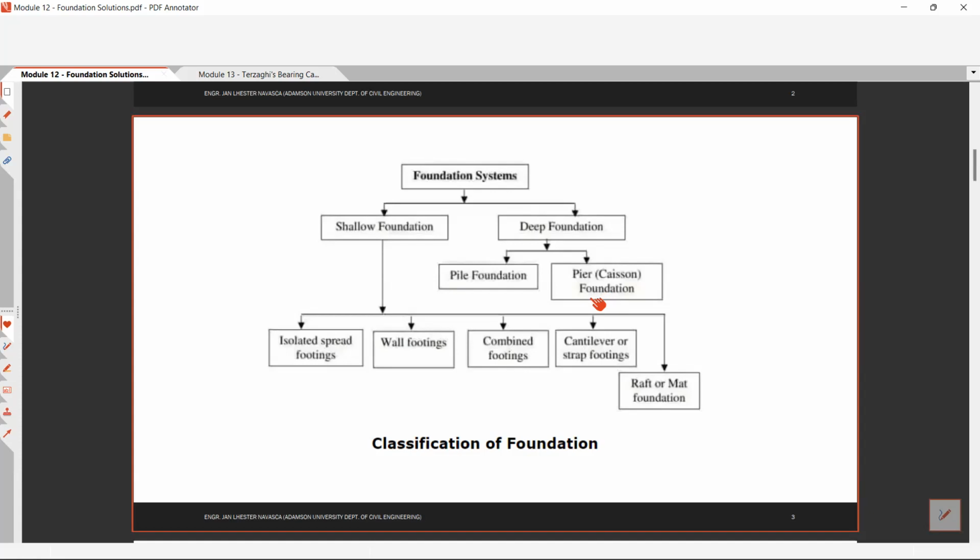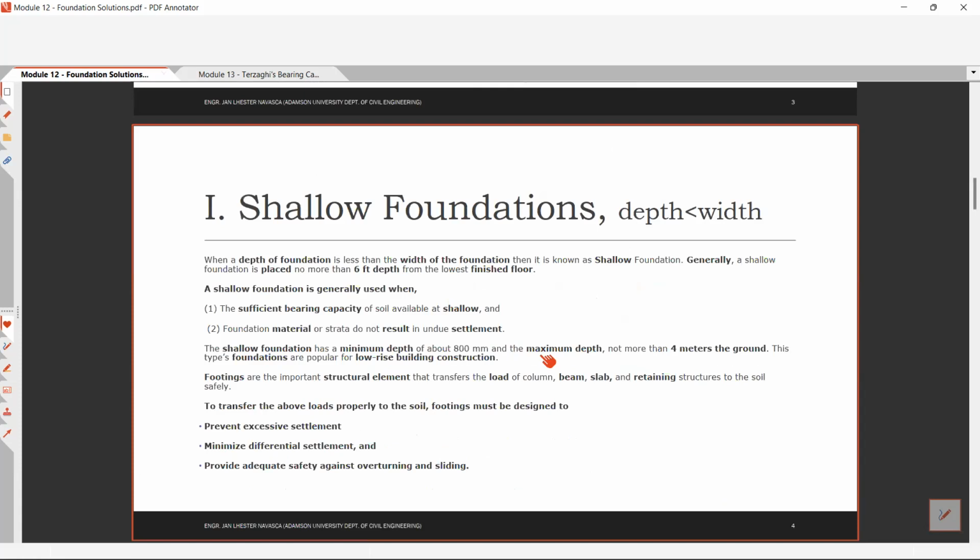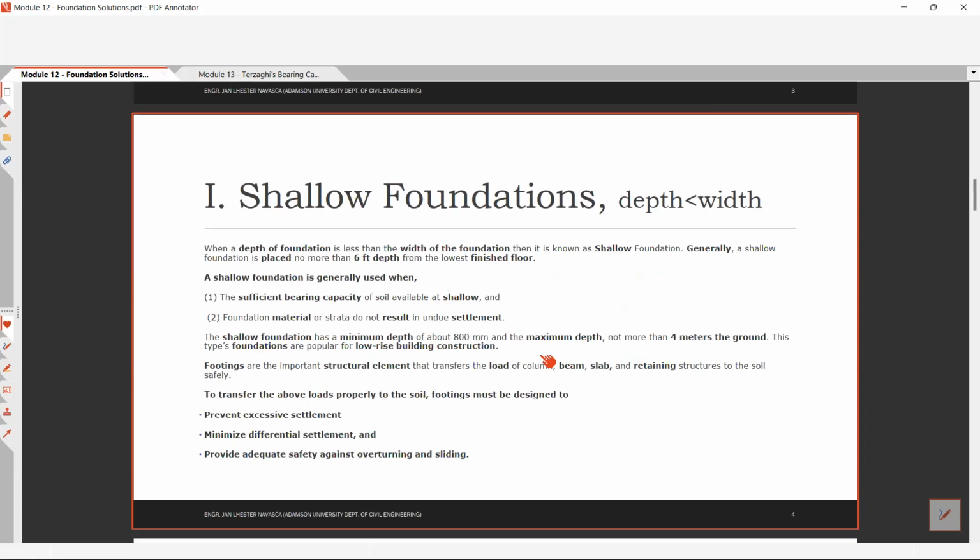Okay, sige, pag-usapan natin what are the differences between the shallow and deep foundation. Okay, by the word itself, shallow foundation is when the depth of the foundation is less than the width of the foundation. Then we all know that that is a shallow foundation. Generally, a shallow foundation is placed no more than 6 feet depth from the lowest finished floor. So this is a typical depth of the foundation. However, basta ang depth is less than the width, that is a shallow foundation.